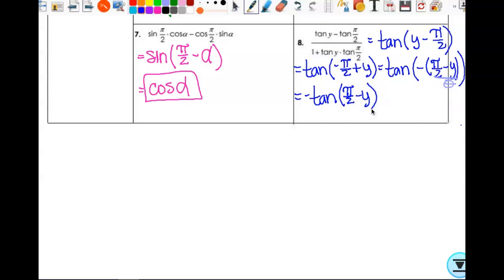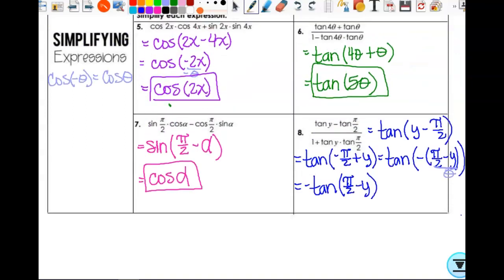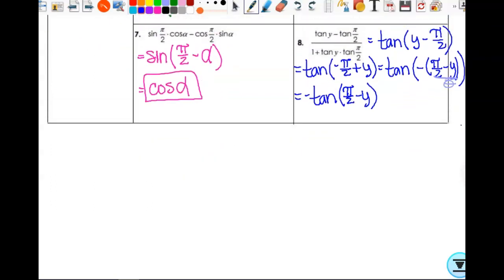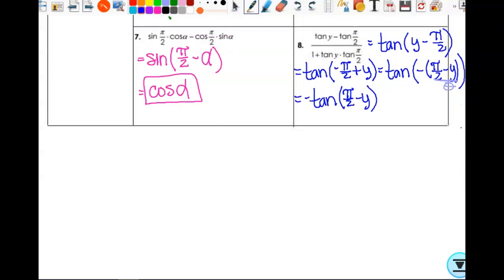But I want to remind you, we knew we could go from here to here by the chart. I did not take this and factor it out right here because that is not what happened here, right? You get to do that because of the identity. So now I have basically tangent of pi halves minus y. Is there something that matches this part right here? Cotangent, which means this is negative cotangent of y. And you're done.